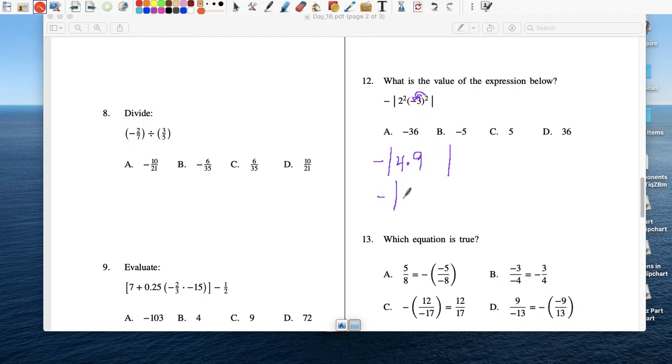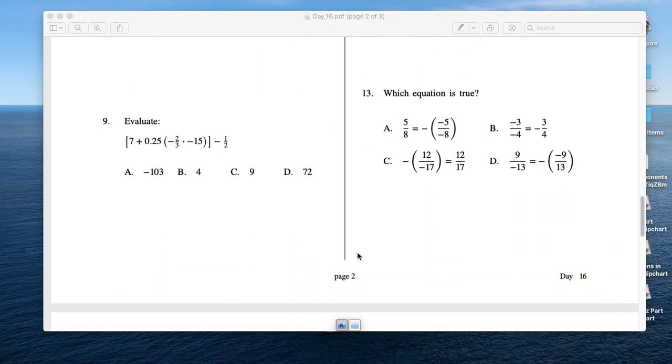Minus sign is going to wait. 4 times 9 is 36. Take the absolute value now. Absolute value is 36, and then bring that minus sign there. Final answer, negative 36.